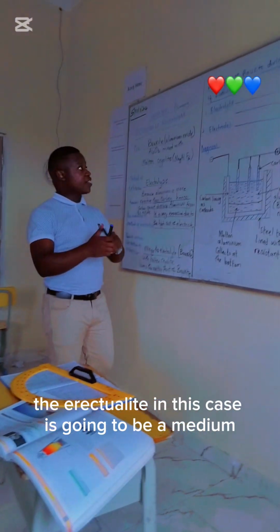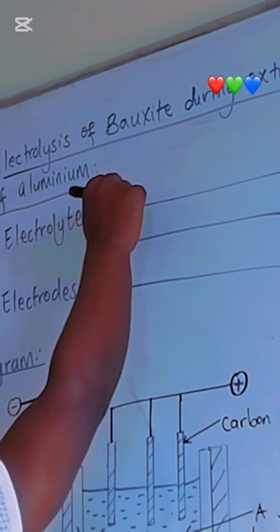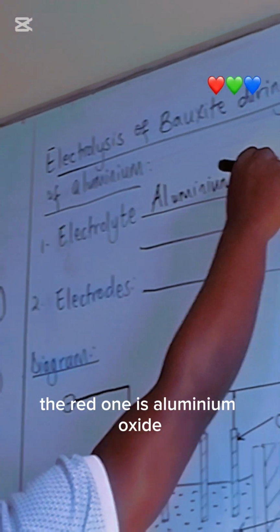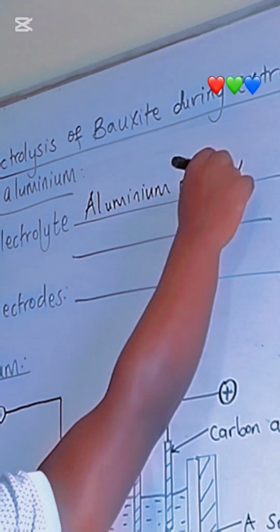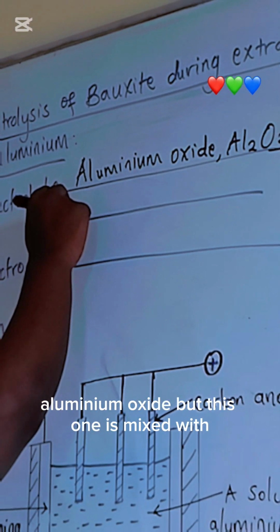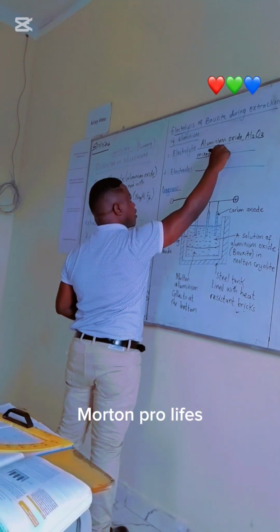So the electrolyte in this case is going to be aluminium oxide. The electrolyte is aluminium oxide, but this one is mixed with molten chloride.